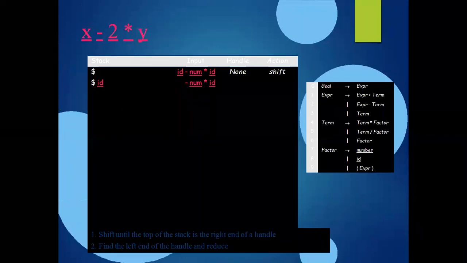See here, all of you make a note. Consider the given grammar. Make a note of what I am saying now. Consider the given grammar.